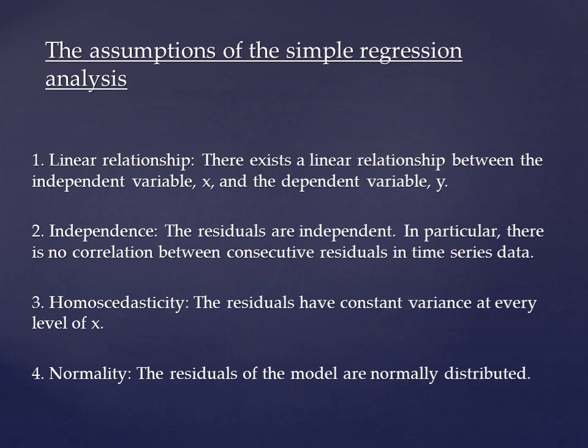Here the first assumption is linear relationship, second one is independence, third one is homoscedasticity, and fourth one is normality. Because we are fitting a linear model, we assume that the relationship really is linear and that the errors or residuals are simply random fluctuations around the true line. We assume that the variability in the response doesn't increase as the value of the predictor increases. This is the assumption of equal variance.